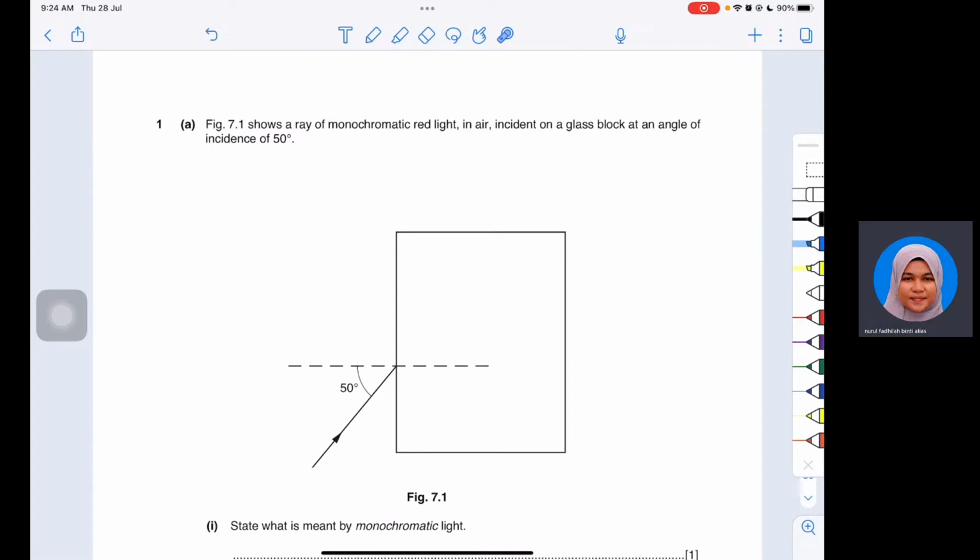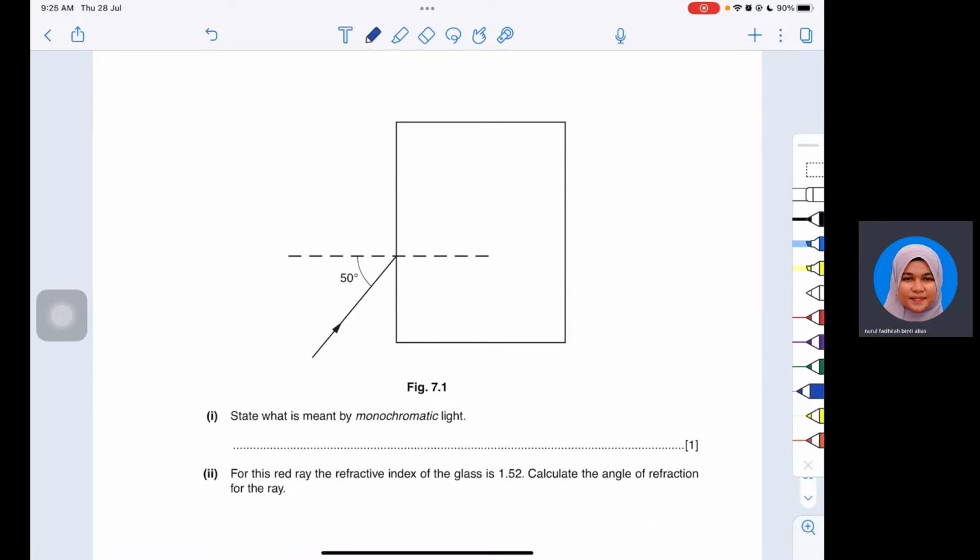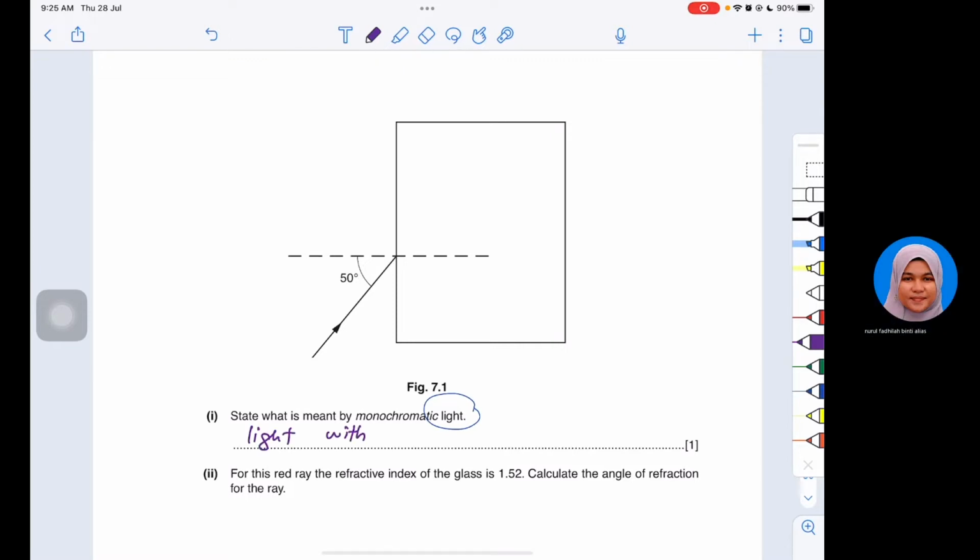Okay, you got this one, right? Figure 7.1 shows a ray of monochromatic red light in air incident on a glass block at an angle of incidence of 50 degrees. State what is meant by monochromatic light. So what is monochromatic light? You must know it is a single wave, or what kind of light? It's a light. What about the light? Light with a single frequency, or with a single wavelength, frequency. What else?